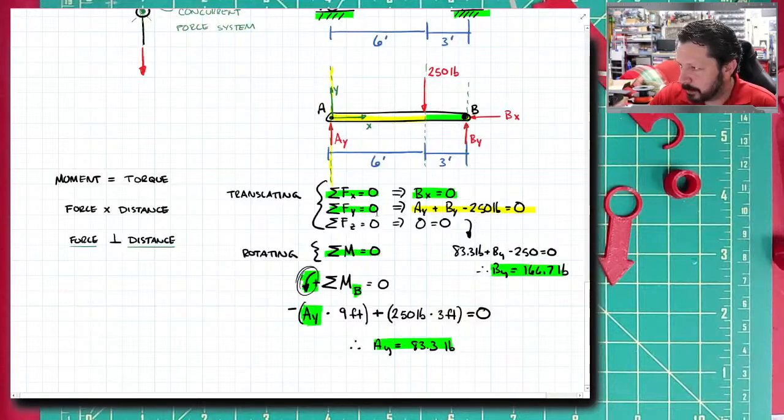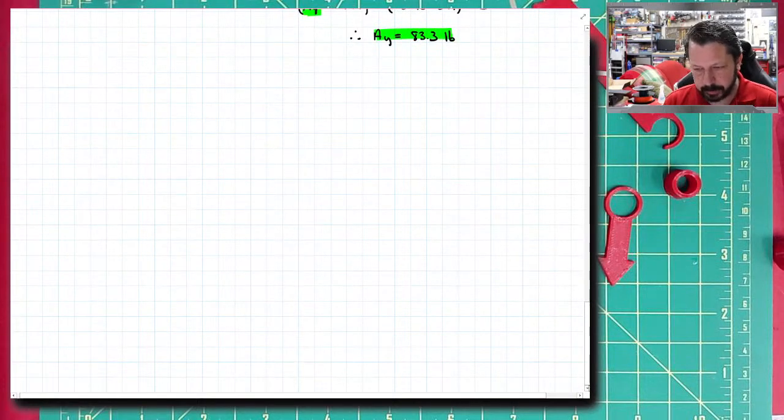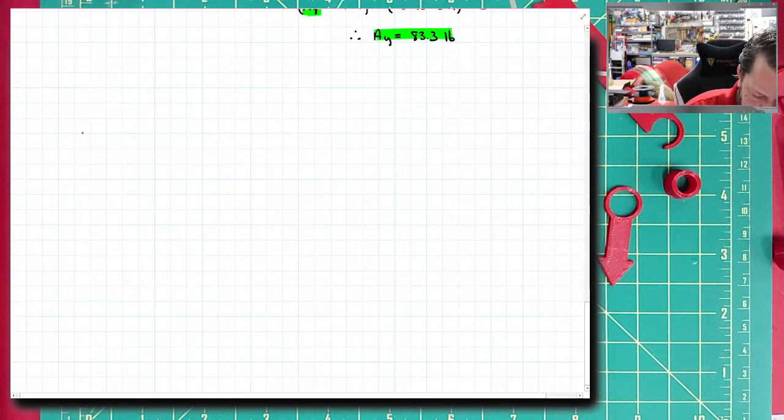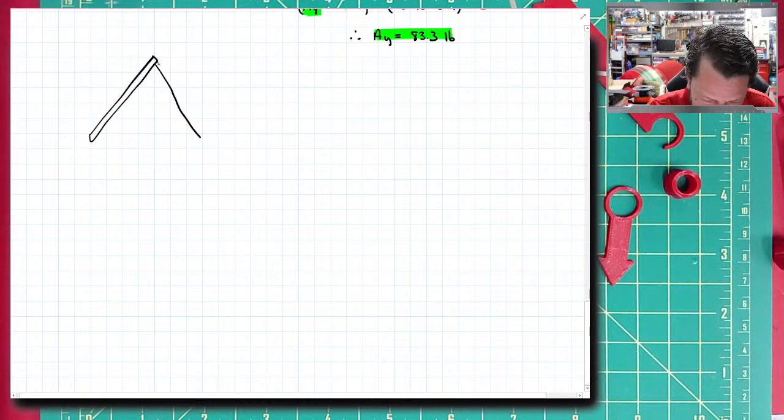All right, let's go back over here and draw our little truss. A picture of our truss. So I'm going to draw it. It's kind of like this. Oh well, let's make it a little straighter than that.